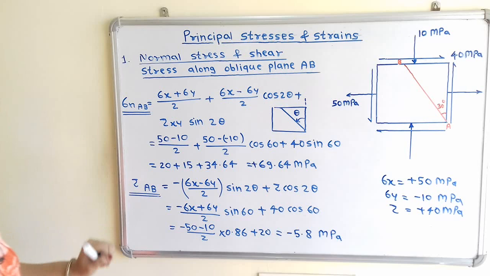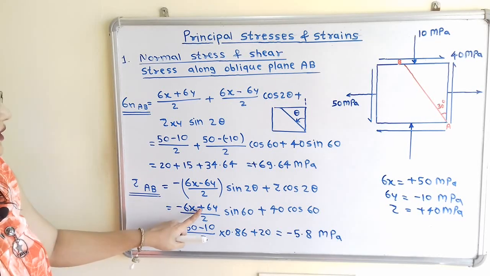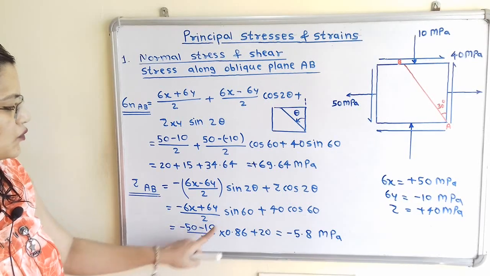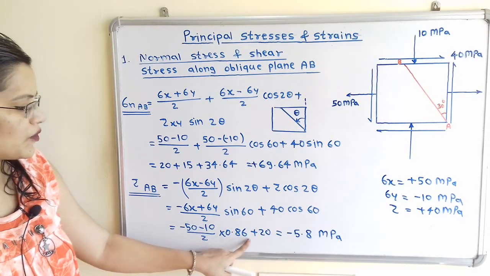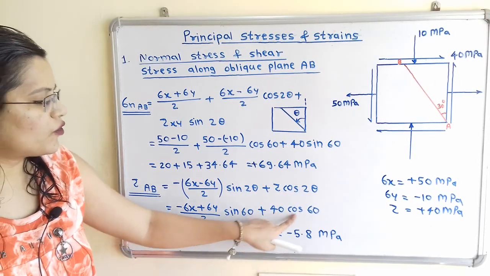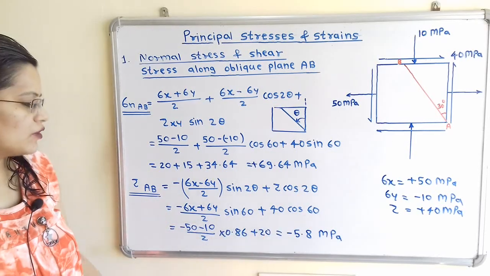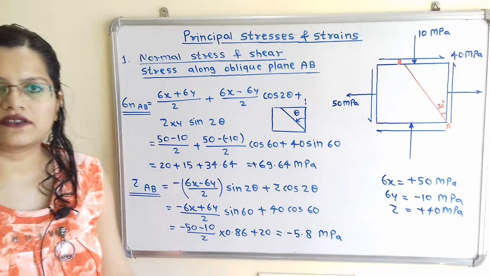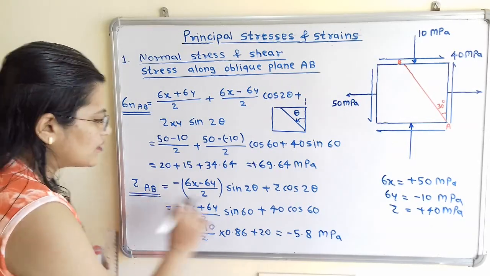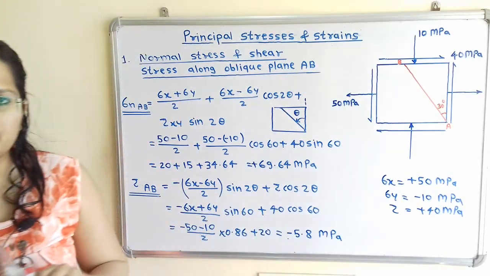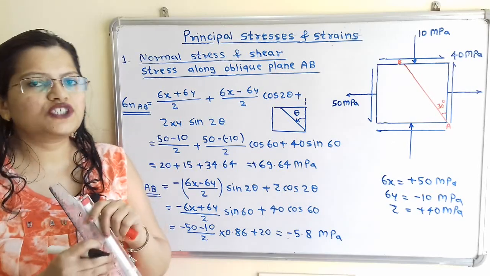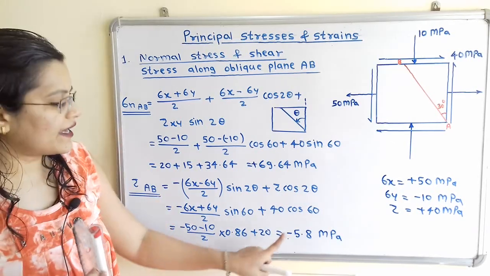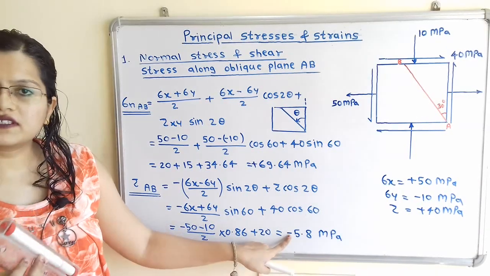Now we have to put the value. So here minus (50 minus minus 10) by 2 sin 60, that is 0.86, plus here 40 cos 60 is 20. So the answer is minus 5.8 megapascal. So here for the shear stress a negative sign is given. So we have to show the shear stress along the oblique plane in the downward direction because of this negative sign.